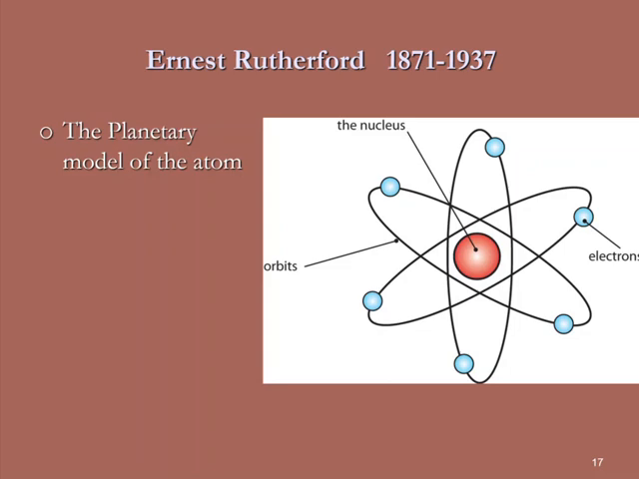And interestingly enough, just like between the Earth and the Sun, the atom is mostly empty space. The electrons are the outside of the atom, and it's mostly empty space in between the electrons and the nucleus.